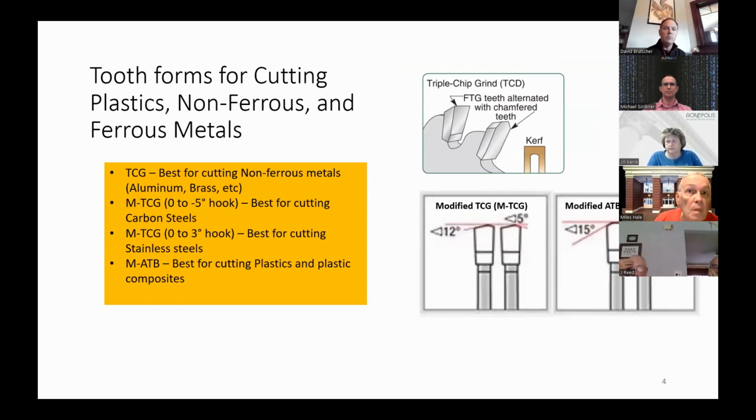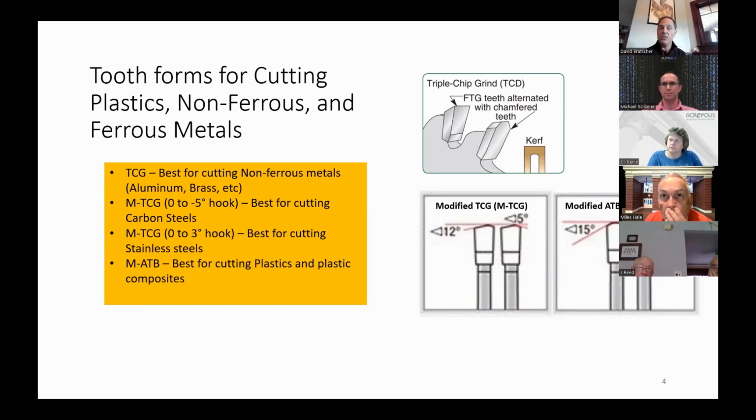And then tooth forms for cutting plastics, non-ferrous, and ferrous metals are really the newest research areas. Up until about 15 years ago, cutting metals was a category that was just industrial-based saws only, right? Circular saw blades. But now there are a number of different manufacturers that produce a whole line of different metal cutting circular saw blades for all sorts of applications. It continues to be one where there's additional research. Really, I mentioned the triple chip ground tooth already.